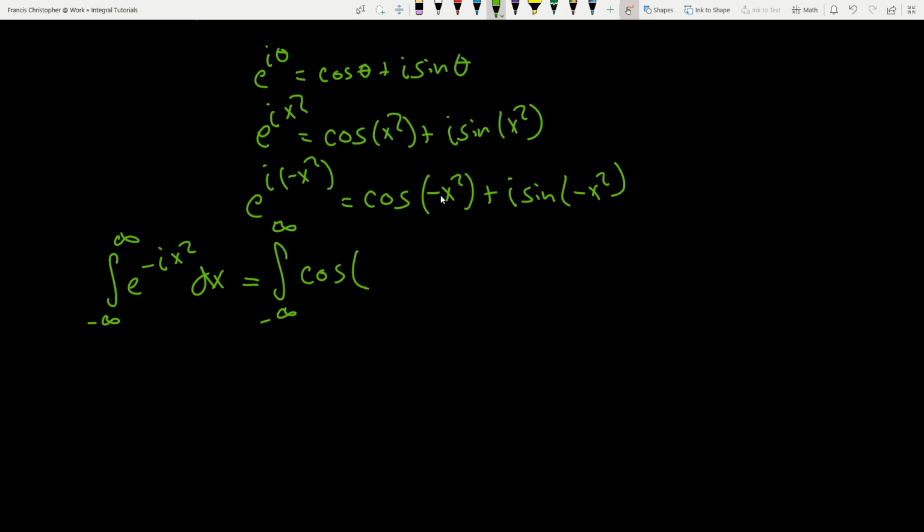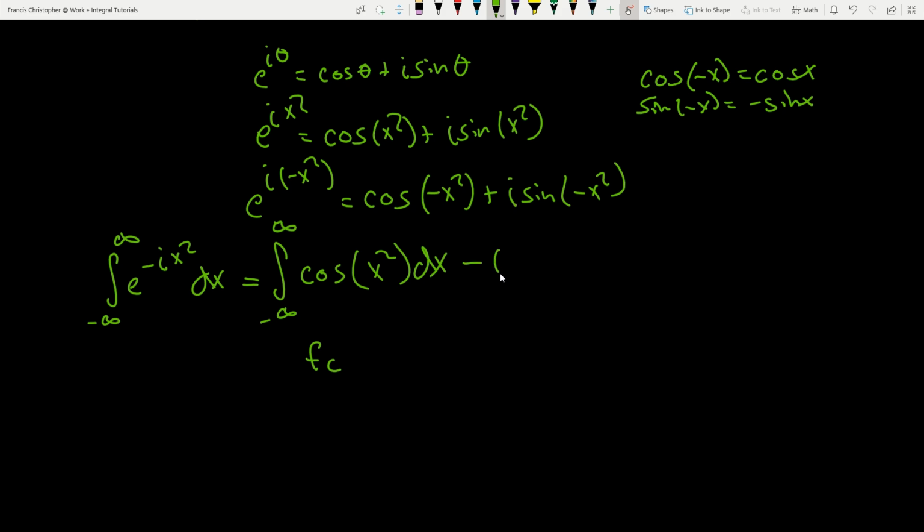And here, remember our negative angle laws. Cosine of negative x equals just cosine of x. So cosine of x squared dx, here, this is actually just Fc. And then similarly with sine of negative x, this is just negative sine of x. So I'll pull out the negative here. So minus, and then I have an I.